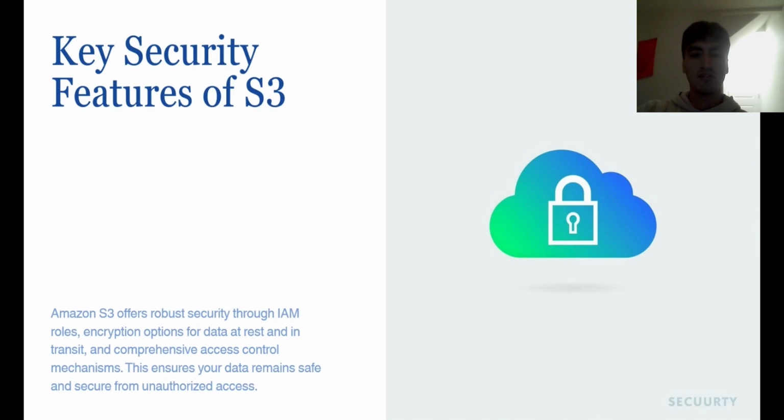Security is another fundamental concept in Amazon S3. Since data is stored in the cloud, protecting it is critical. S3 uses IAM, or identity and access management, to control who can access resources. With IAM policies, we can define exactly who can read, write, or delete objects. Additionally, S3 supports encryption both in transit using HTTPS and at rest using server-side encryption. These security layers ensure that sensitive information stays protected from unauthorized access.